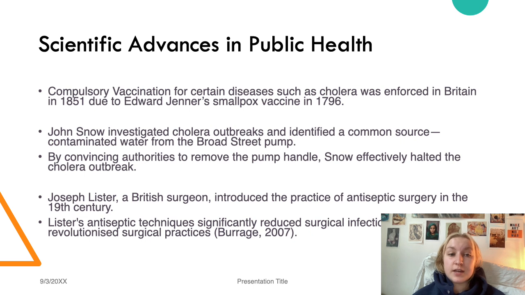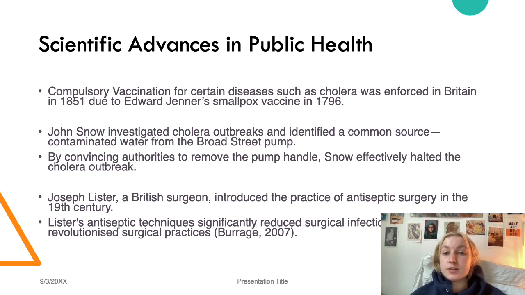Another significant figure in 19th century public health was John Snow. Snow's investigation during the 1854 cholera outbreak in London's Soho district challenged the prevailing miasma theory of disease transmission. He mapped cases of cholera and identified a common source, contaminated water from the Broad Street pump. By convincing authorities to remove the pump handle, Snow stopped the outbreak.